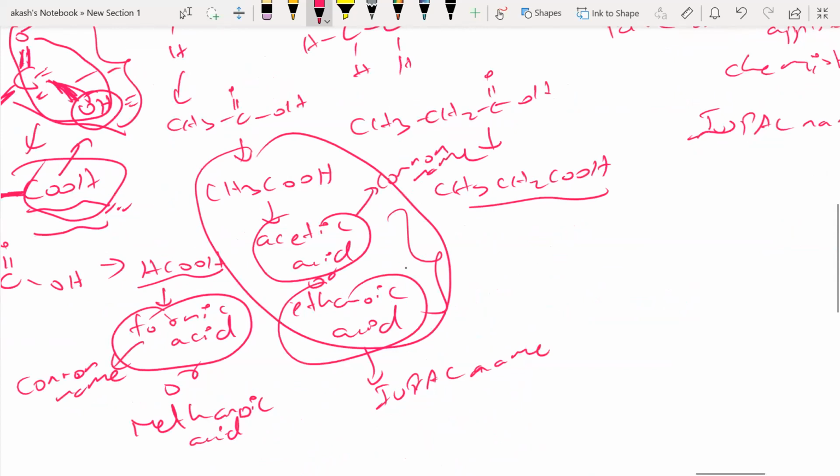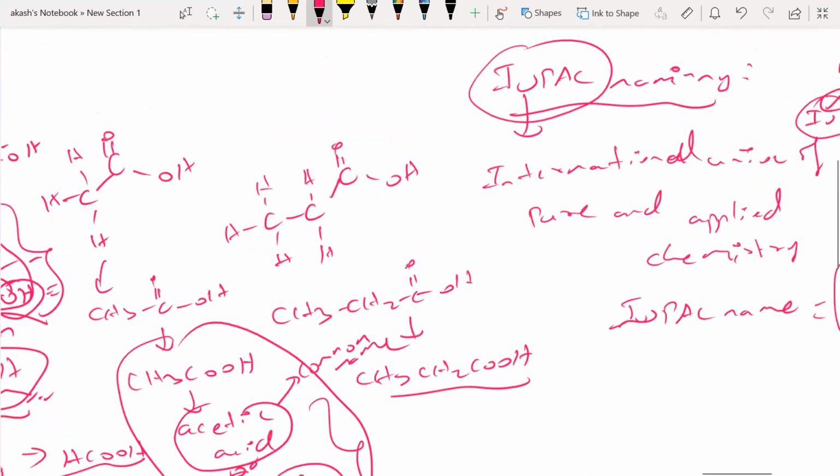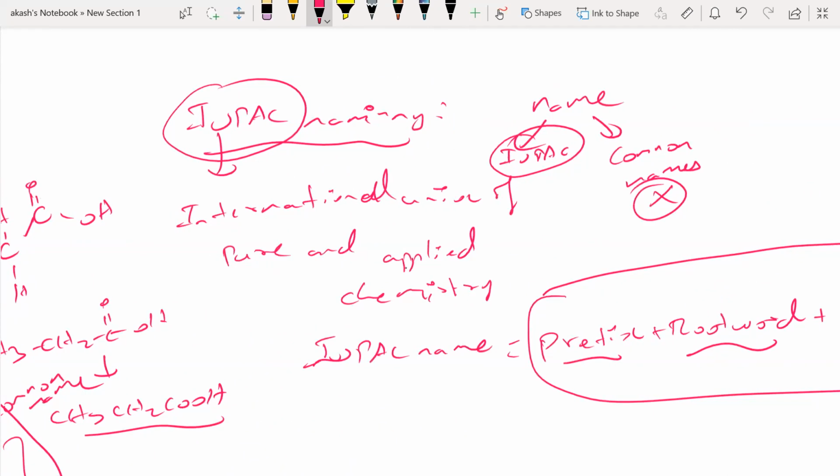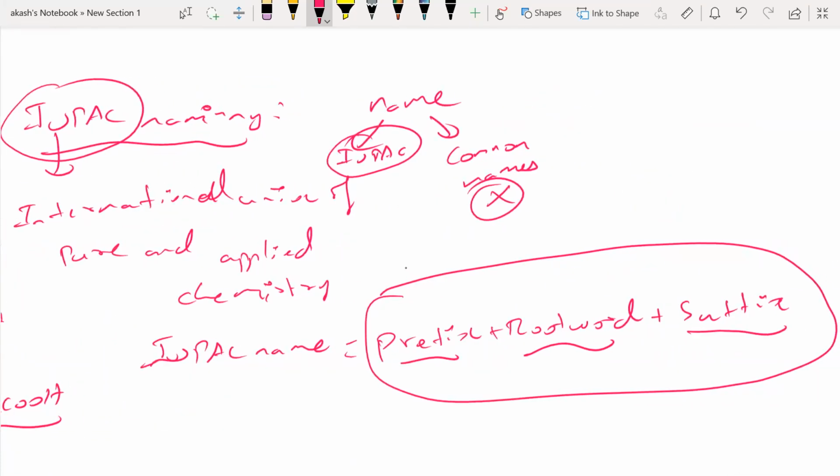Right? So then I gave you an introduction to the IUPAC naming, right? I know what IUPAC is, International Union of Pure and Applied Chemistry. Okay, right? And I told you that an IUPAC name consists of 3 parts. One is what is called the prefix, the other one is what is called the root word, and the other one is what is called the suffix. Okay, right? So we will now move on. We'll see what these prefixes, root words and suffixes are, right? How do you write them? What are the different ways to write prefix, suffix? Everything we'll understand now. Okay, right?